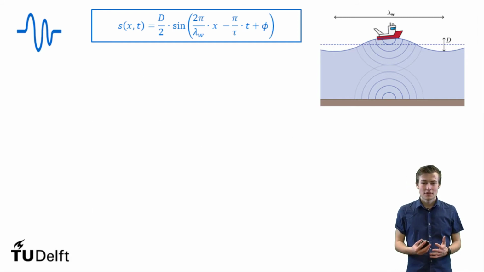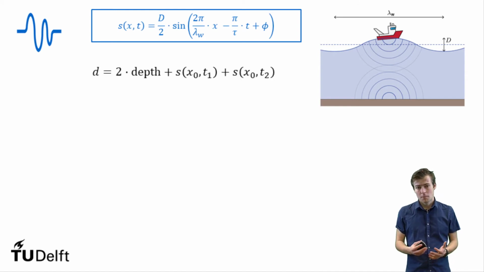So what is the actual depth of our ocean? Well, small d is the measured distance, and this is twice the depth of the ocean plus the height of the boat at t equals t1 plus the height of the boat at t equals t2.